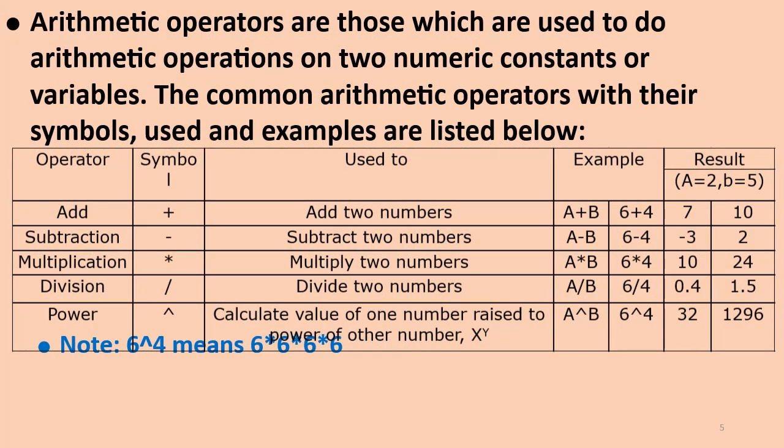Arithmetic operators are those which are used to do arithmetic operations on two numeric constants or variables. The common arithmetic operators are given below. Operator add, symbol is the plus sign. It adds two numbers as shown in the example a plus b, or we can add 6 plus 4, or it can be a combination of the variables or the numbers.